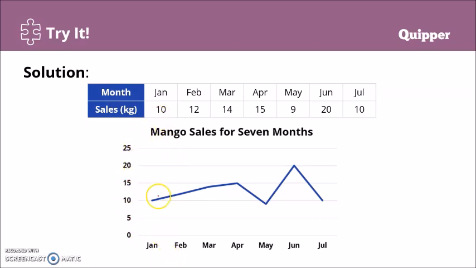Yung January is 10. So, we have here 10. So, nag-plot ng point na 10. Ang February, 12. So, slightly dito siya. Ayan. And si March 14. Okay. And then, connect lang ang dots. So, connect ang dots. Ayan. And that's the line graph.